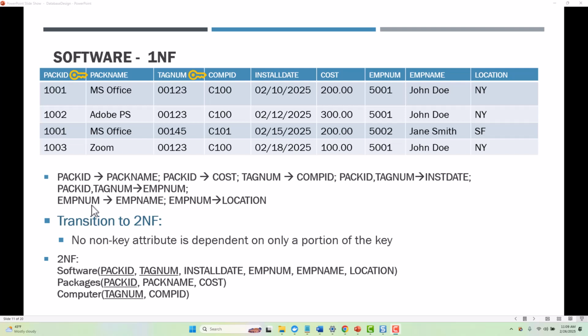And then my employee num is going to functionally determine emp name, and employee num functionally determines location. Now in those cases, they're not part of any of the keys, so there's no partial dependency, so I leave them where they're at. So at the end, I'm going to have my software that has the pack ID, tag num with the install date, employee num, employee name, and location. And then the other two relations or entities are going to be the packages and the computer. So now everything at this point is in second normal form.